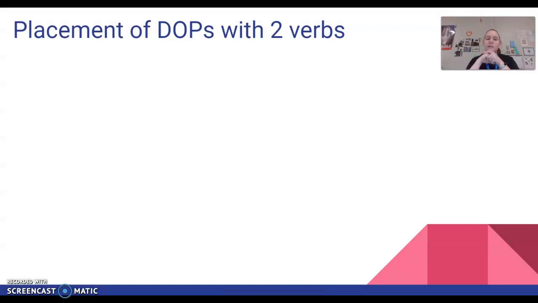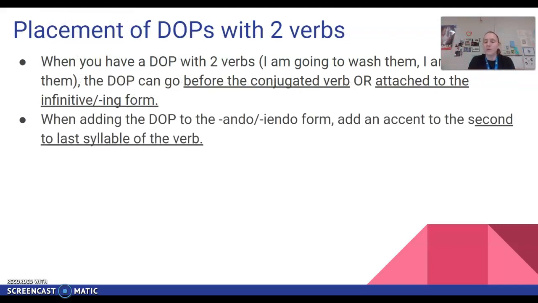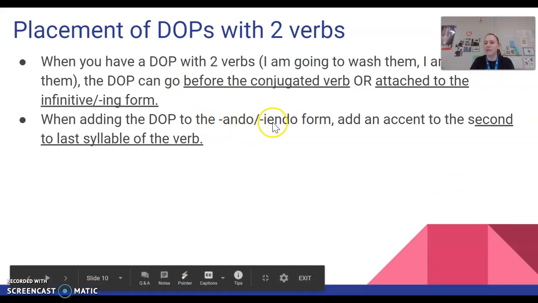But we do two verb sentence construction. We have compound verbs sometimes. When you have two verbs, such as I am going to wash them or I am washing them. So either the future with your ir-a infinitive or your -ing form, your estar with your ando or yendo form. Your DOP can either go directly before the conjugated verb or you can attach it to the end of the infinitive or the ando or yendo form. If you add it to the ando or yendo form, you do have to add an accent mark to the second to last syllable of the verb. So that would be either the A in ando or the E in yendo.